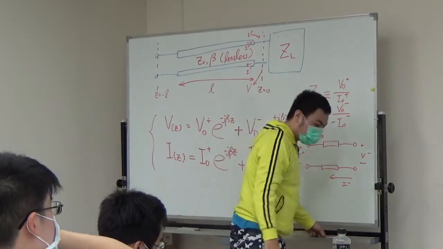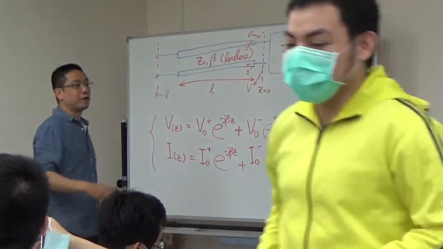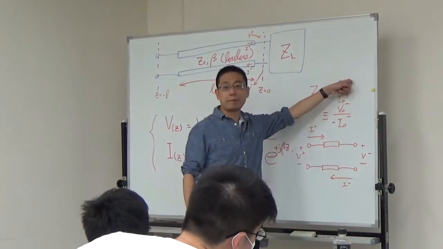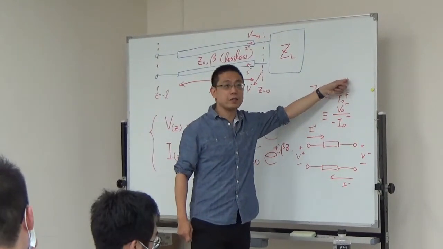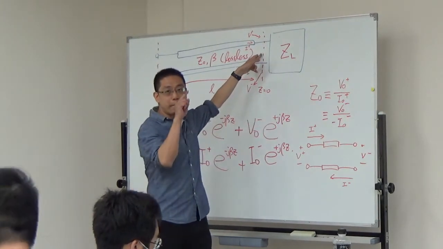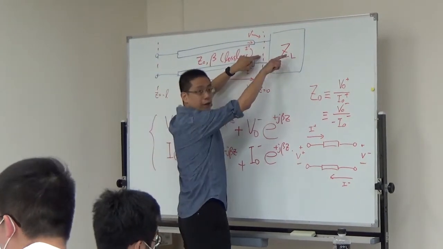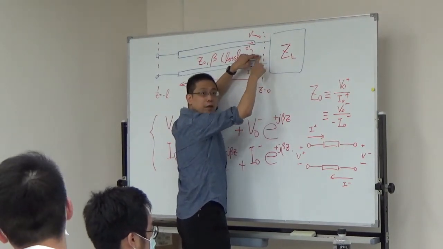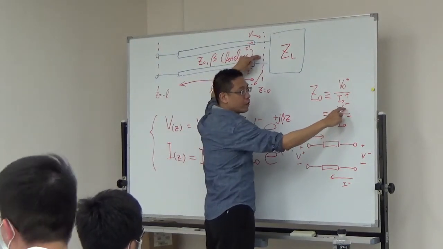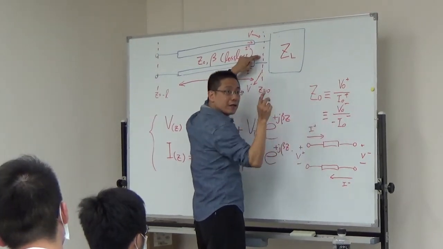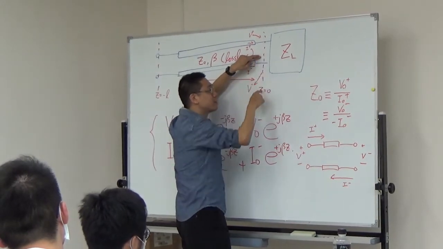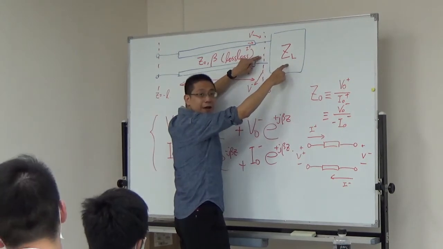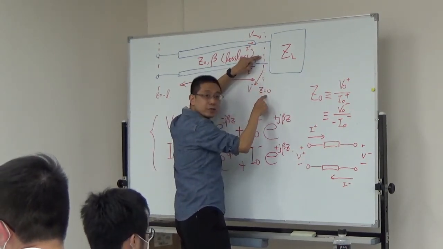This answer is correct. But I cannot give you a point because you didn't take my class. V0 plus is the positive voltage to the load at Z equals 0. And V0 minus is the voltage at Z equals 0, leaving Z0. Also at Z equals 0.